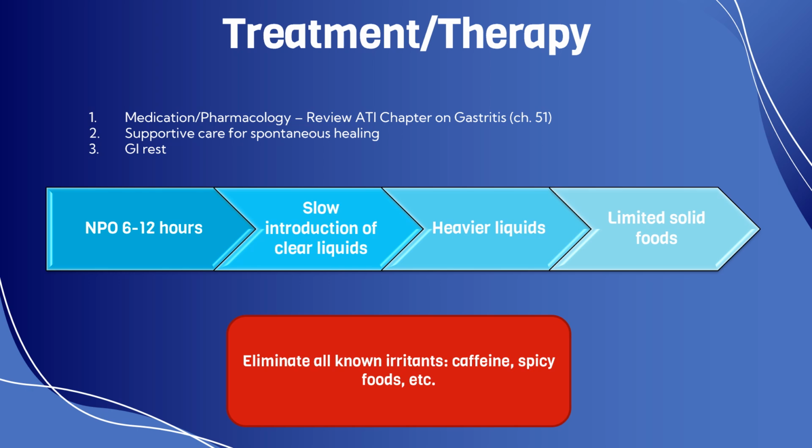So we can't give an anti-inflammatory because those are going to inhibit prostaglandins. So what we can do is GI rest, which is outlined here. Eliminate all known irritants, so taking a look down below at that, caffeine, spicy foods, bland, small, frequent meals, and then making sure the patient stays well hydrated.